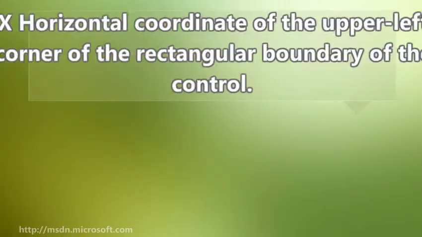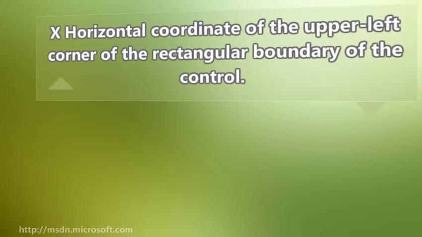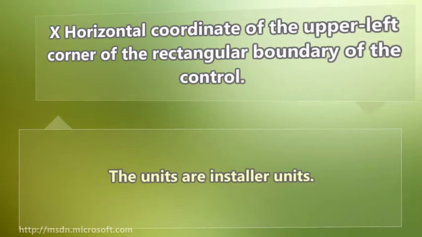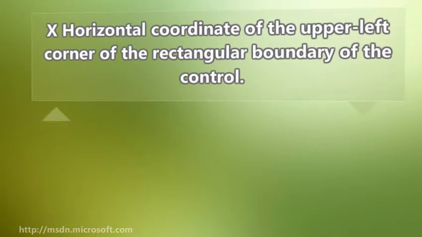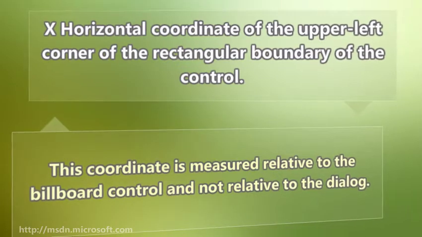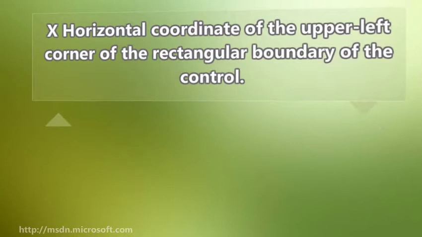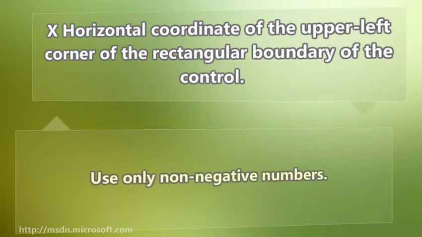X: horizontal coordinate of the upper left corner of the rectangular boundary of the control. The units are installer units. This coordinate is measured relative to the billboard control and not relative to the dialog. Use only non-negative numbers.